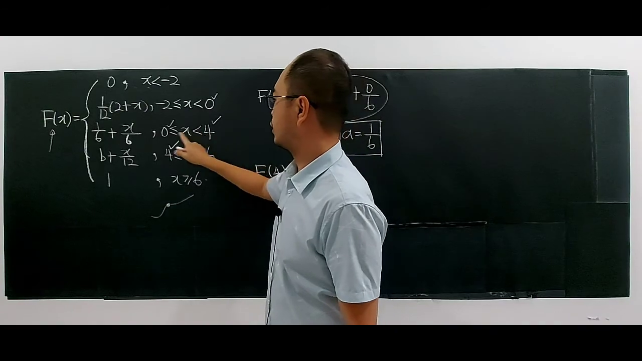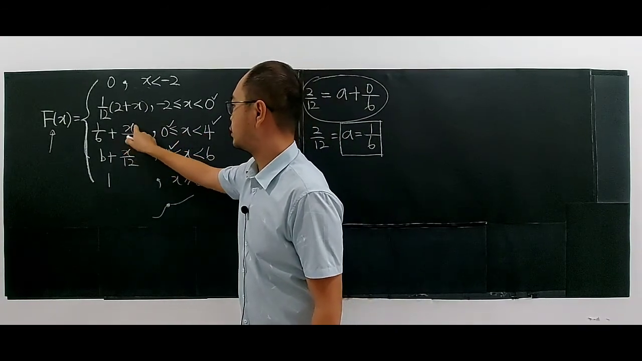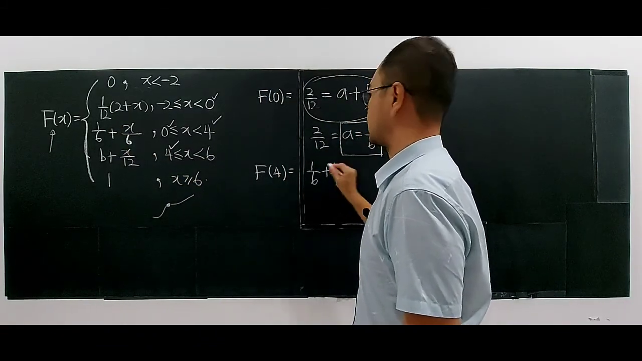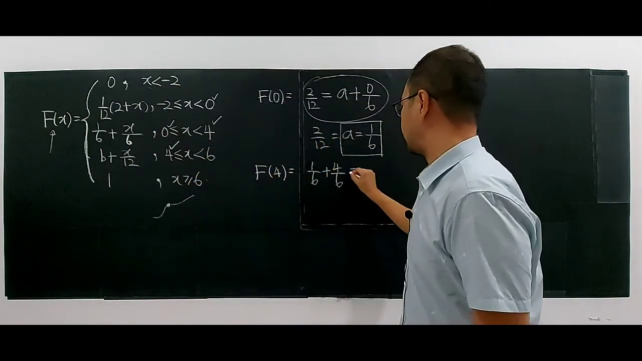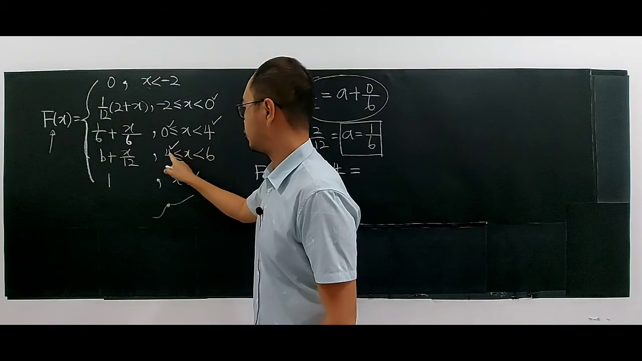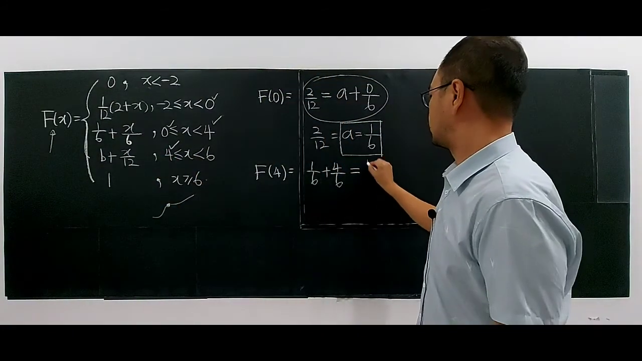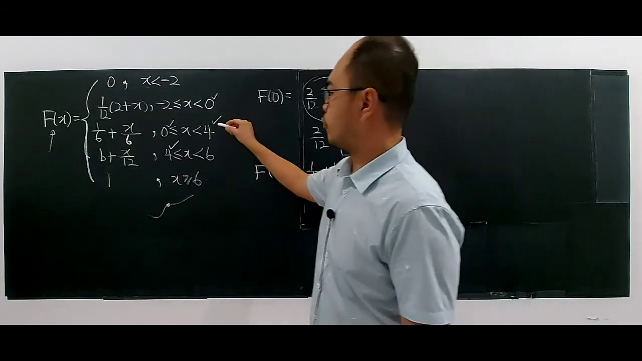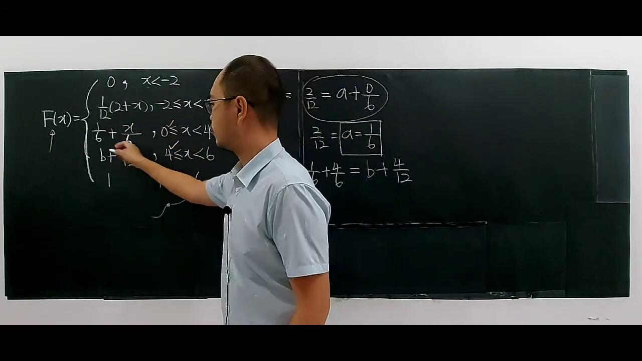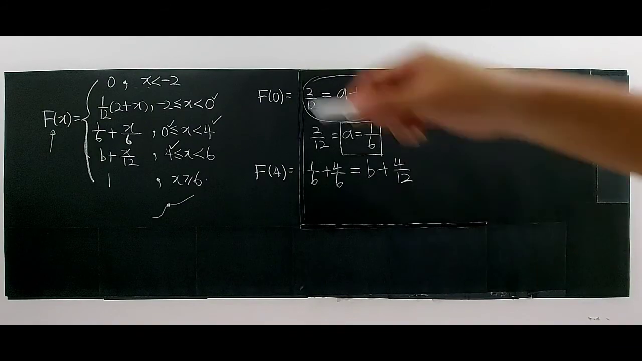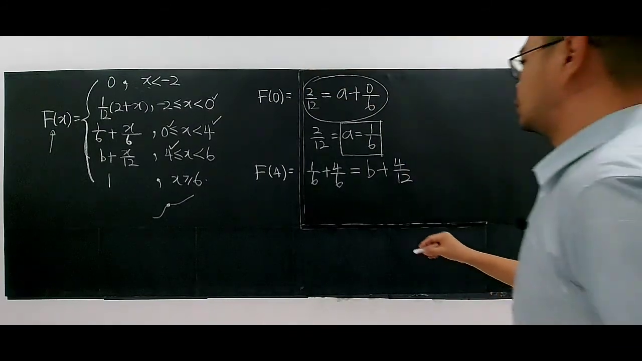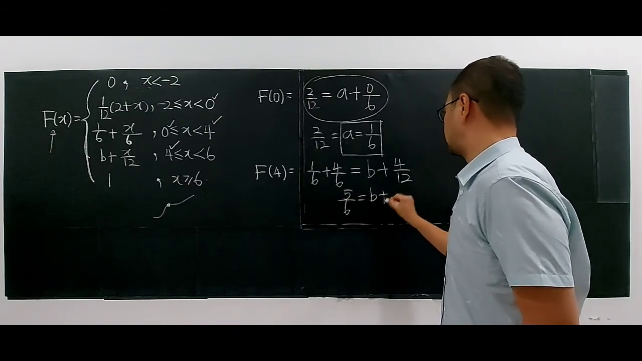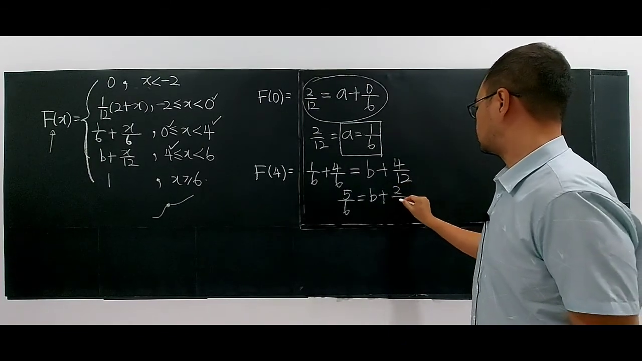So when you put the value of 4 here, you get 4 over 6. So 1 over 6 plus 4 over 6 is the same as b plus 4 over 12 when you put 4 inside here. The 4 you put here and the 4 you put in there will give the same value. So we are using this characteristic to find the value of b. So 4 and 1, you get 5 over 6, and this you can reduce to 2 over 6.